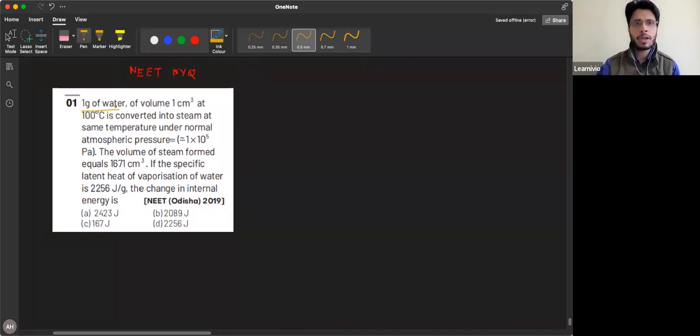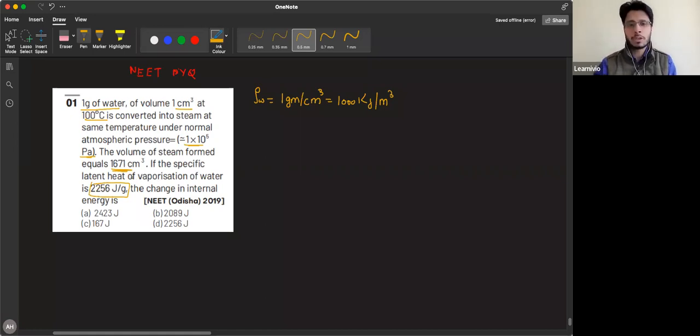So the question says you have 1 gram of water. The volume of water is 1 centimeter cube at 100 degrees Celsius. What is the density of water, Krishna? 1 gram per centimeter cube. So the density of water is 1 gram per centimeter cube, or 1000 kg per meter cube. If you have 1 gram of water and you convert it into steam at the same temperature at normal atmospheric pressure, meaning at a pressure of 10 raised to 5 pascals, the volume of steam formed is 1671 centimeter cube. Latent heat of vaporization is this. It's asking about the change in internal energy.